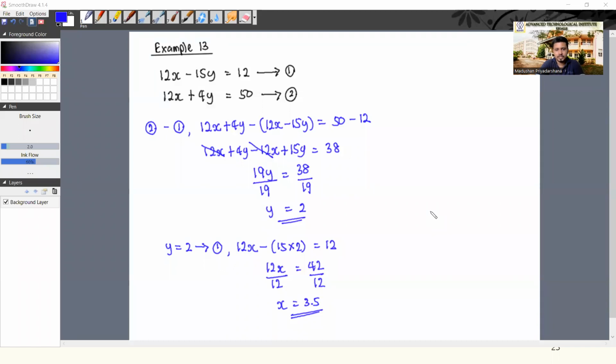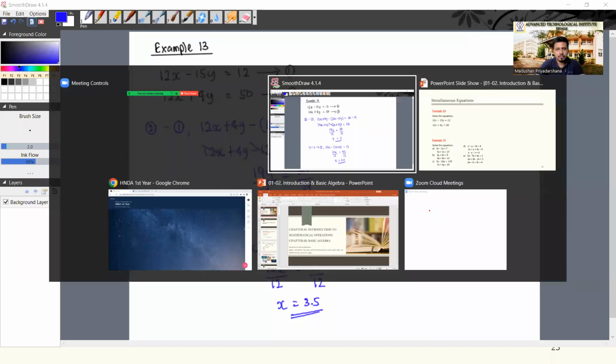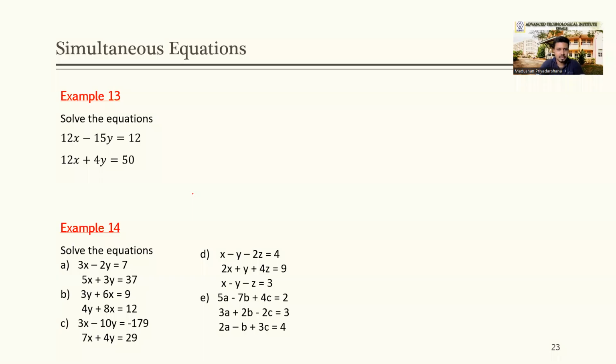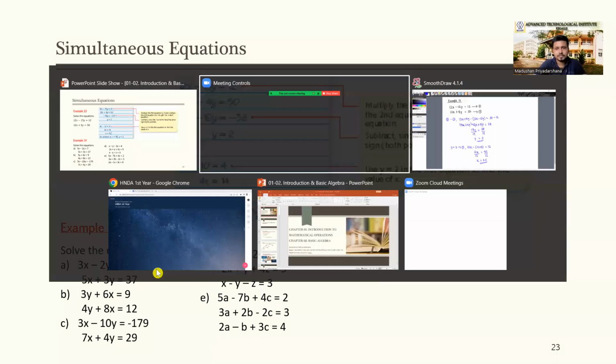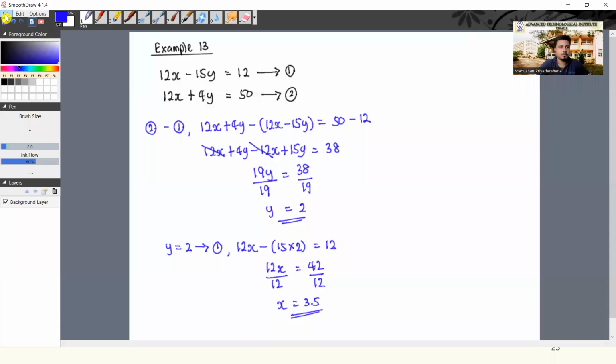Hope you all are okay with this. And then we'll move to example number 14. Example number 14, part A, I will do it for you. Then you try part B and C on your own. And again, I will do part D for you. Then on your own, you try part E. Example number 14.